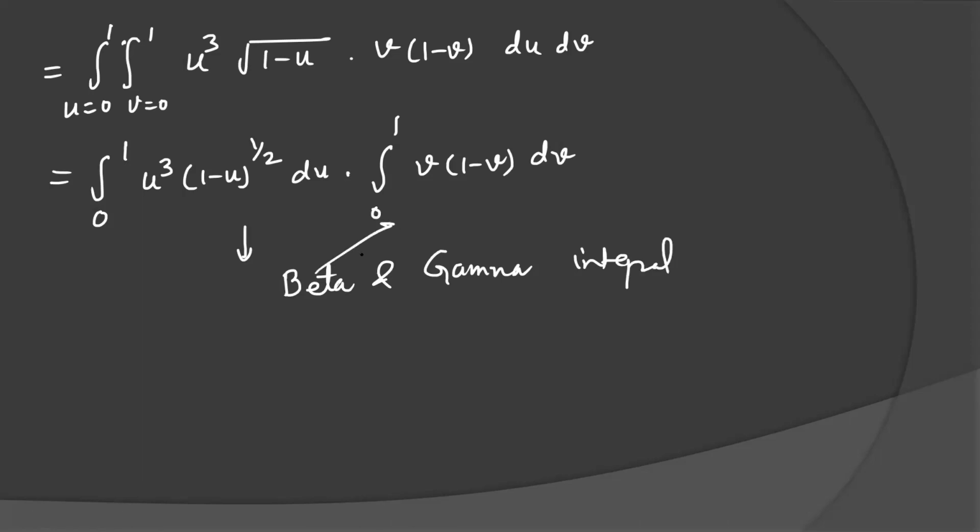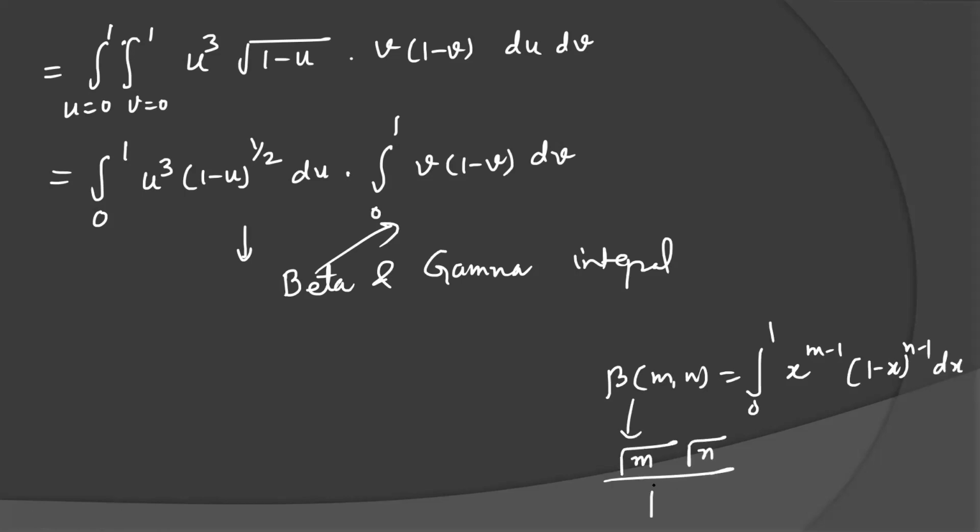See my lecture. This is a beta integration. What is beta(m,n)? I told you beta(m,n) is the integral from 0 to 1 of x to the power m minus 1, (1 minus x) to the power n minus 1, dx. And beta(m,n) is gamma m gamma n over gamma (m plus n). The answer will be 2 over 945. I am giving it to you as homework. Complete this question.